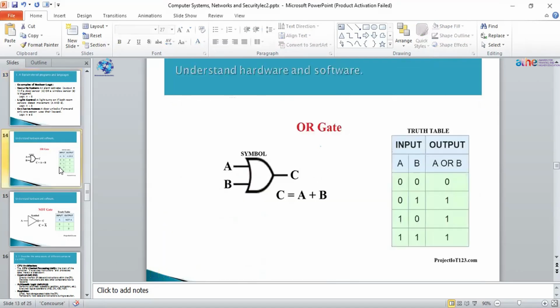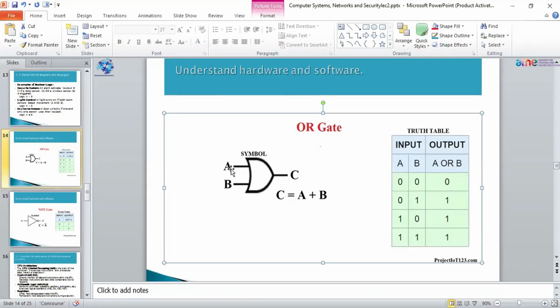So this is the diagram for these tables. This is the OR truth table and the diagram. We have the input symbol A and the input symbol B. I told you that you have to add A plus B. So if the input is 0 and 0, 0 plus 0 is 0. Then 0 plus 1 is 1, 1 plus 0 is 1, and 1 plus 1 will be 1 here.